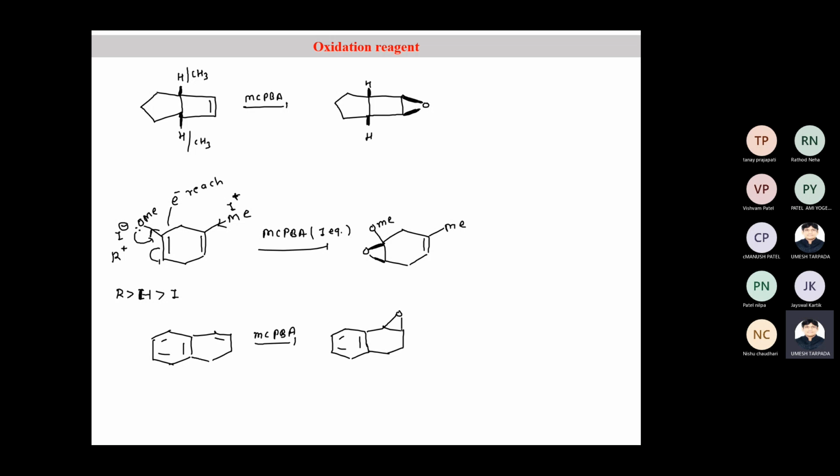Here it's epoxidation, followed by BF3 in the presence of a Lewis acid. BF3 has a trigonal planar structure with a vacant orbital on it, so the electrons of oxygen may accommodate into this vacant orbital. As a result, what happens? Hydride shifting takes place.